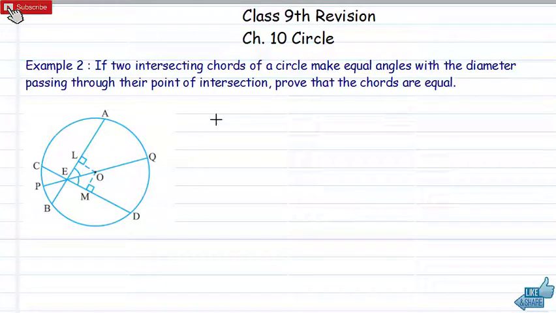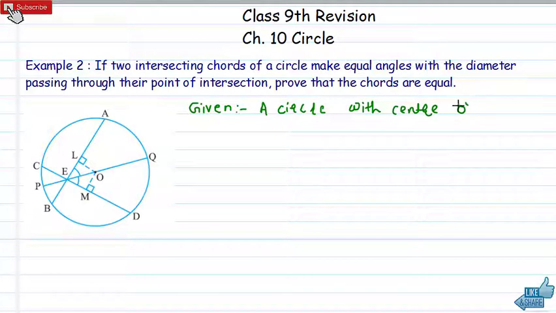First of all, we have to write the given. I know everyone can write the given now. Very simple. First of all, we write a circle with center O. And what is given? I already told you that the first part is given in the statement: if two intersecting chords of a circle make equal angle with the diameter passing through the point of intersection, this much is given.